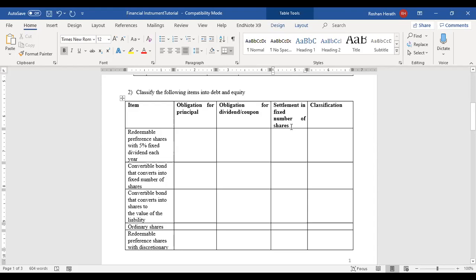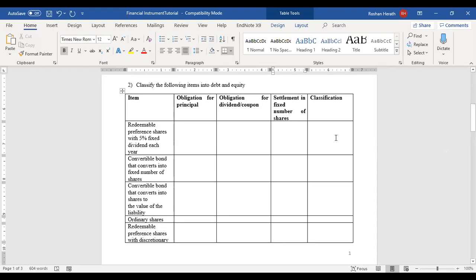Some transactions can be settled in a fixed number of shares. What I want you to do is, when you come up with a particular item, indicate how many of these three criteria get satisfied and what the proper classification must be. If I do one together, let's look at redeemable preference shares with 5% fixed dividend each year. If it is redeemable, you know there is an obligation from the issuer's point of view, because we decide debt and equity from the issuer's point of view. So if an entity has issued redeemable preference shares, they have an obligation for principal. So that criterion is present.